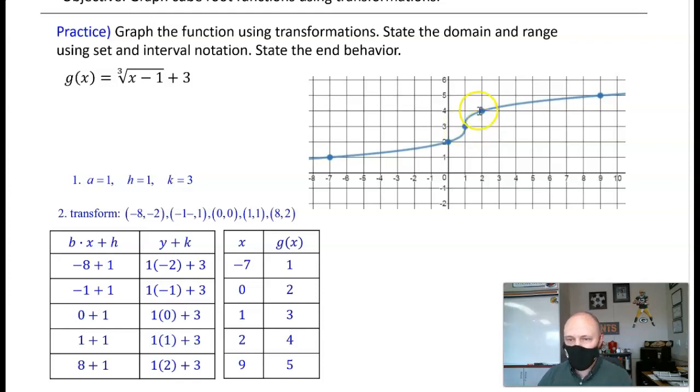So from here, you just plot the rest of your values. So I go right 1, up 1, right 8, up 2, left 1, down 1, back to my anchor point, left 8, down 2. So some people like to graph that way, the positive values. Other people like to plot the 1, 1, left 1, down 1 ones first. I'm going to go ahead and show that kind of method on the next example, and you can choose which one you like.